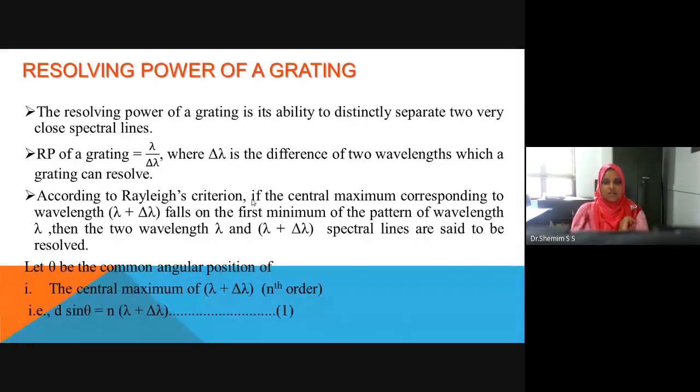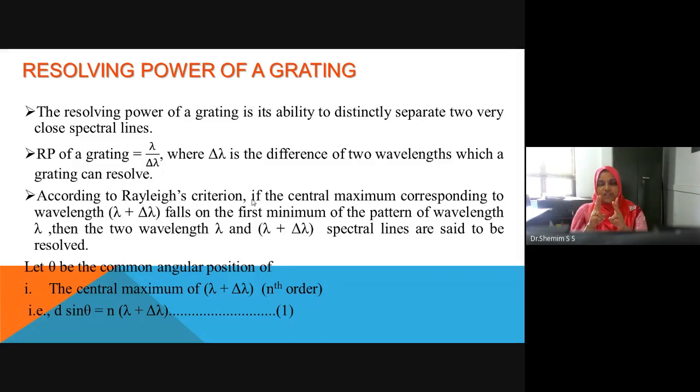So next is the resolving power of a grating. Resolving power of a grating can be defined as the ability of a grating to distinctly separate two very close spectral lines. If you have two spectral lines with wavelengths very close to each other, that is, if one has a wavelength of lambda and the other has a wavelength of lambda plus delta lambda, both will have a small difference in wavelength of delta lambda.